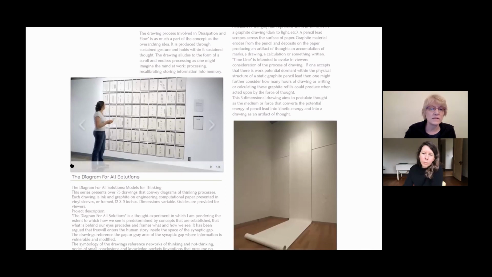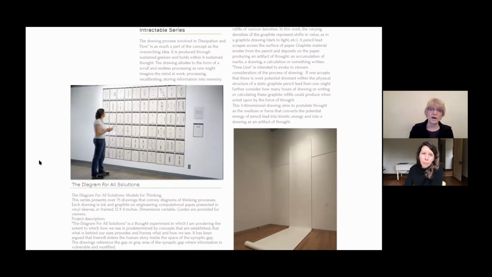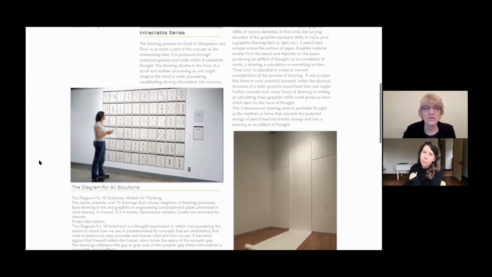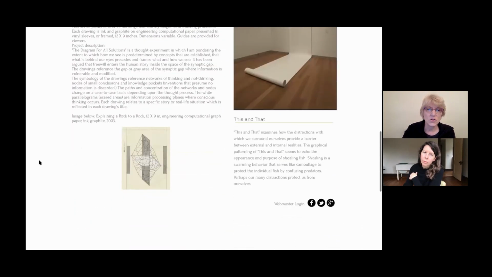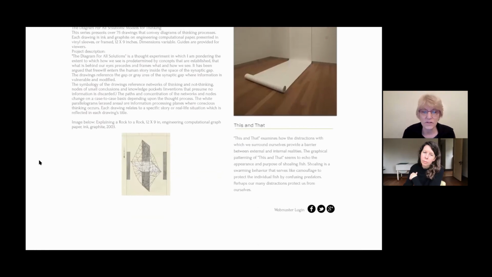Over to the left, this is called the Diagram for All Solutions. This goes back a long ways, when I started thinking about thinking as the subject matter of my work. I had to develop symbols that worked with making thought visible. And so these ideas are all different. What I tried to do was to put myself shrunken down into the synaptic gap, where some might say information is modified. To me, that's a little playground for thinking and drawing.